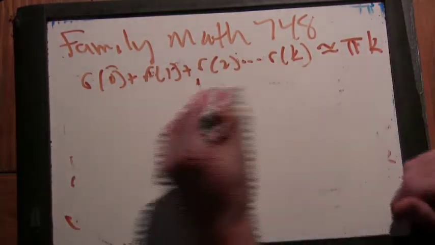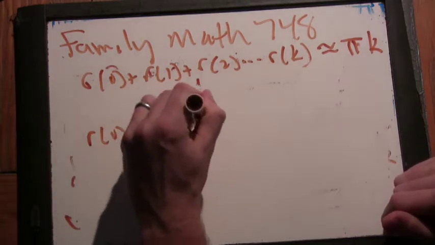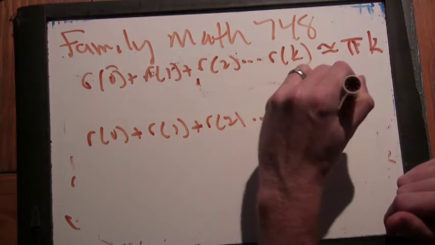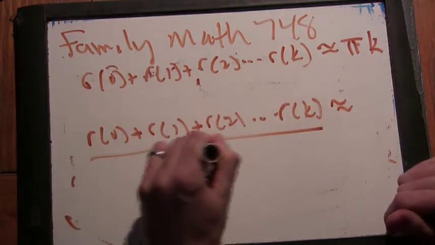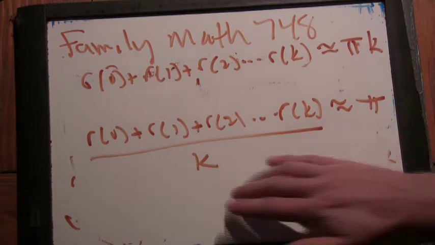But we were trying to find the average of this, which is R0 plus R1 plus R2 all the way up to Rk, divided by k. It's just going to be around pi. So how about that for a weird result? The average number of ways to write an integer as a sum of 2 squares is pi. In fact, it gets exactly pi as you let this go to infinity.